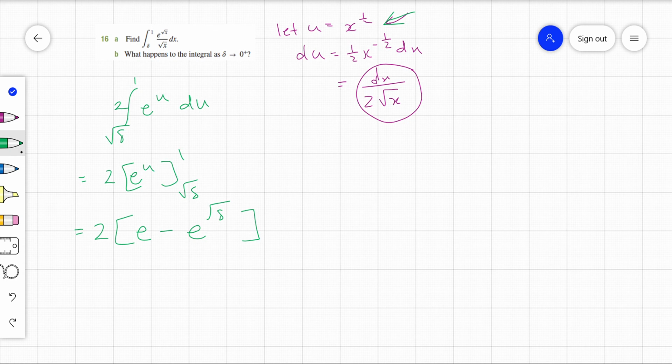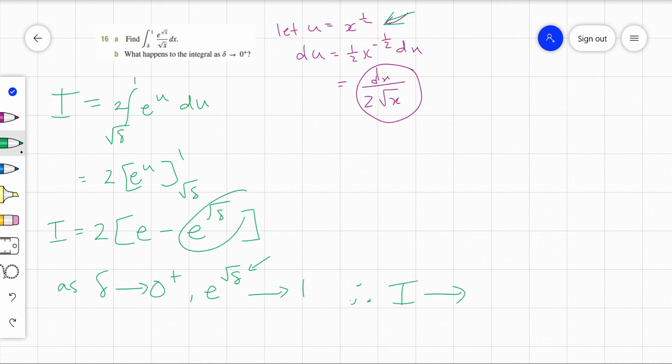And then we're interested to see, so if I make that the integral, that is what the integral equals. As delta goes towards 0 from the right, so positives, we know that the square root of delta is getting smaller and smaller, so it's going towards 0, and e to the 0 is 1, so that's going towards 1. So if we put that back into our integral, therefore my integral is going towards, so this bit is going towards 1, so I'm going to get 2 lots of e minus 1.